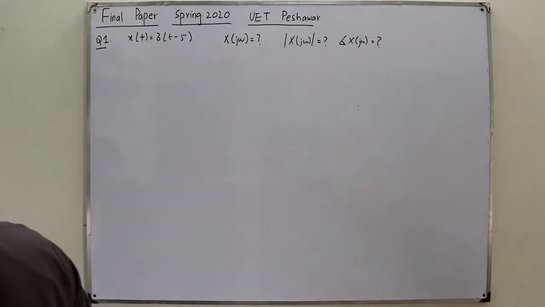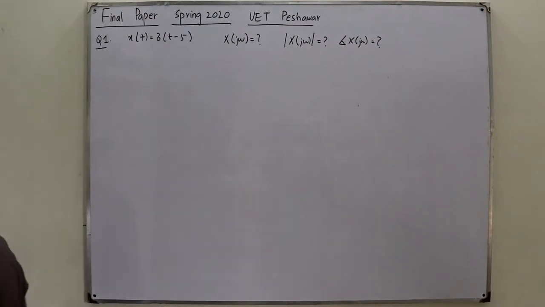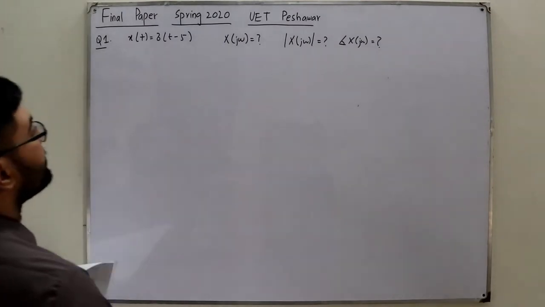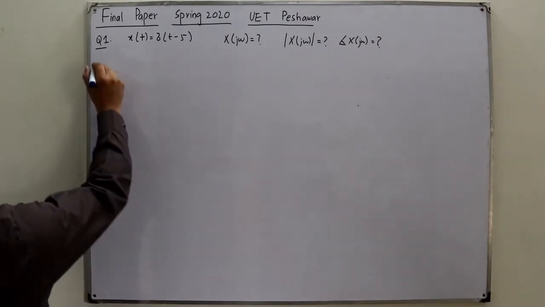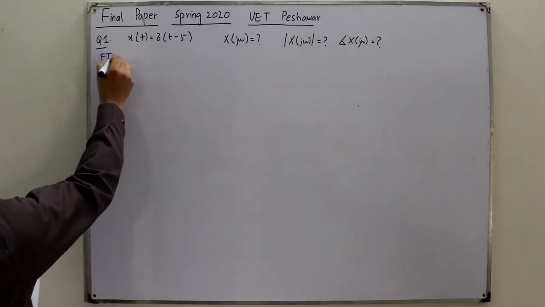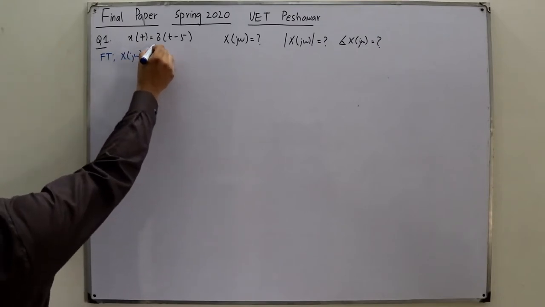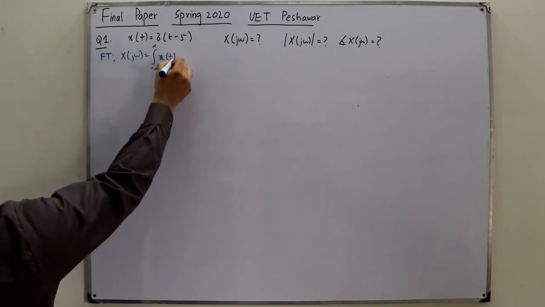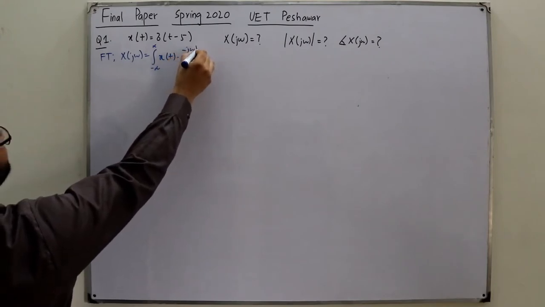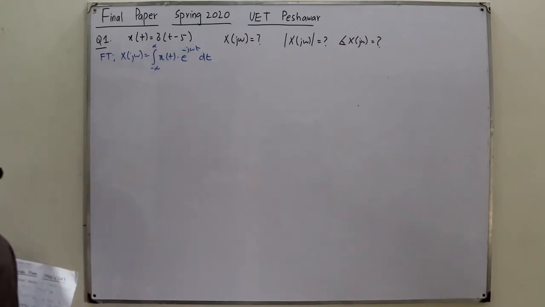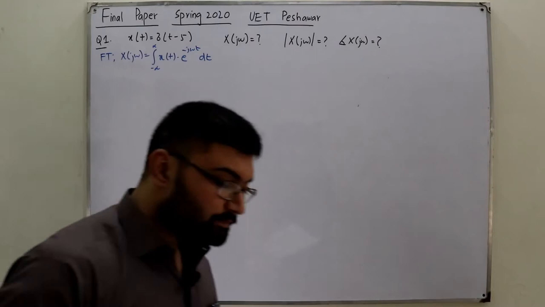So very easy question. This carries how many marks? 5 marks. So let's go for the 5 marks. So the Fourier transform equation is what? The Fourier transform x of j omega is given by an integration from negative infinity to positive infinity of x of t into exponential of negative j omega t, and the integration variable is t.